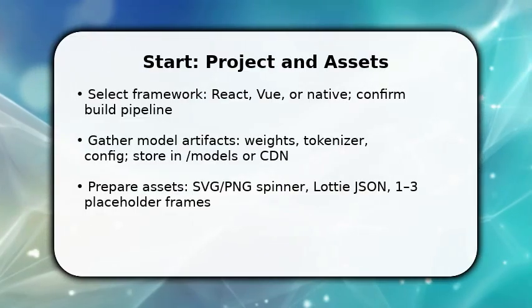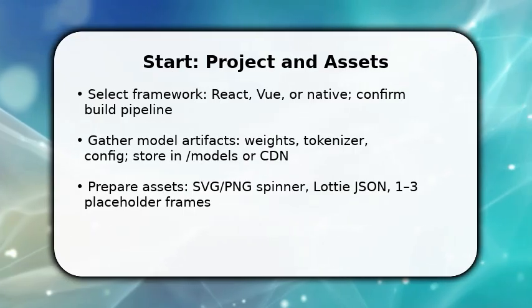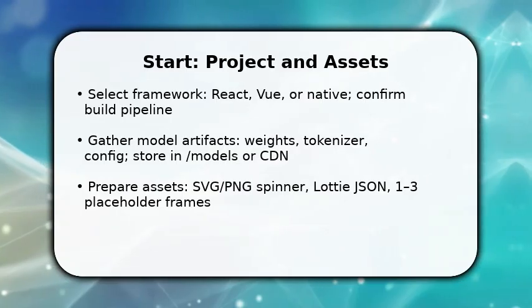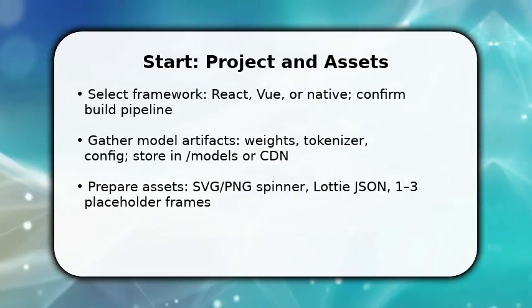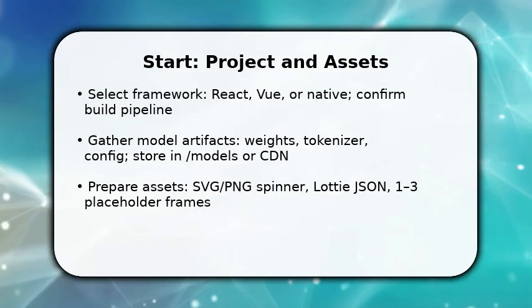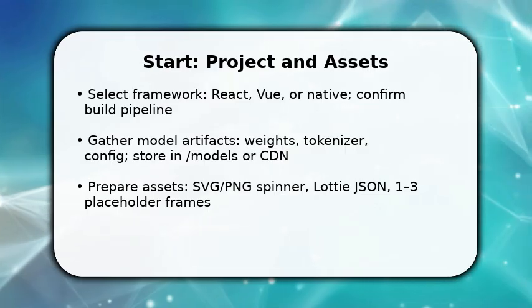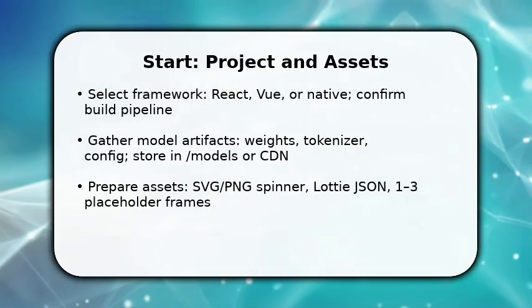You begin by defining where the loading screen fits into your app. Create a lightweight route or component and import the assets you collected. This matters because blocking the main thread will stall rendering. Once done, register the model artifact path and a small metadata file so you can check size and readiness.